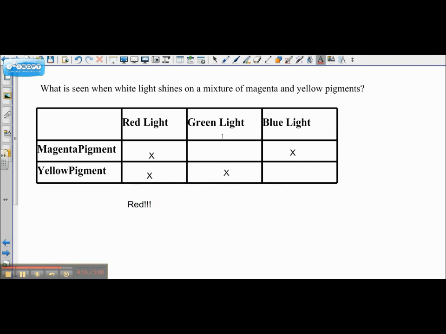If this was green light, it would appear black. If it was blue light, it would appear black. If it was red light, it would appear red. So white light and red light, these two pigments will create red.